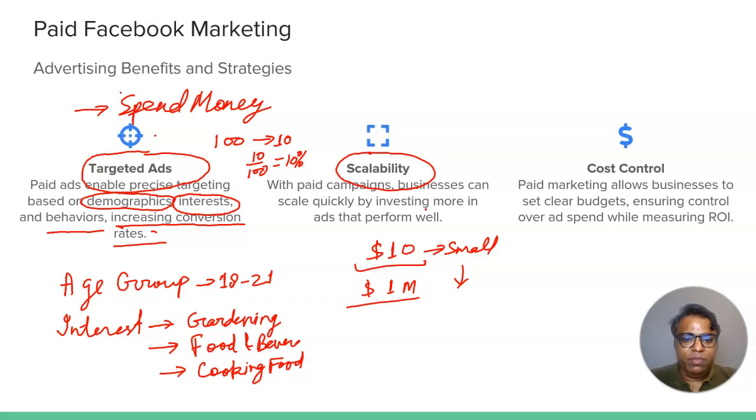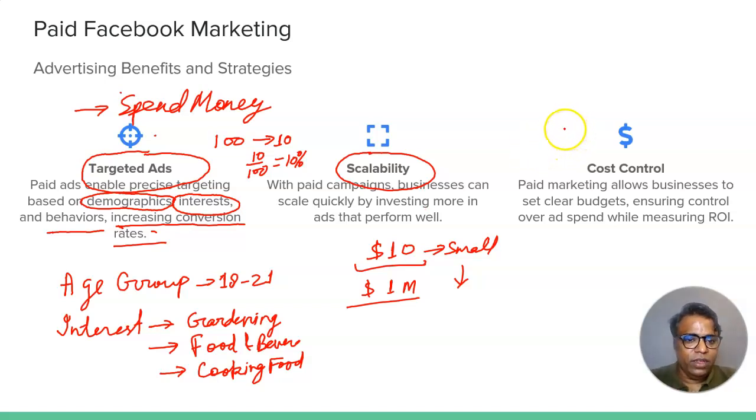And that's a key benefit because if you go to buy media on some other platforms which are offline, you have to pay them a certain money. They won't run a campaign for, say, $10. They would want you to spend a certain minimum amount of money, which is not the case in Meta or Facebook, as we call it. So, second reason is scalability.